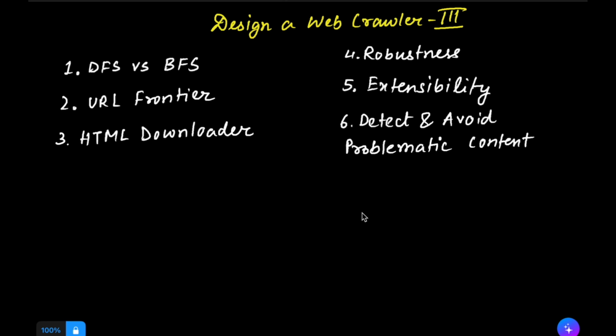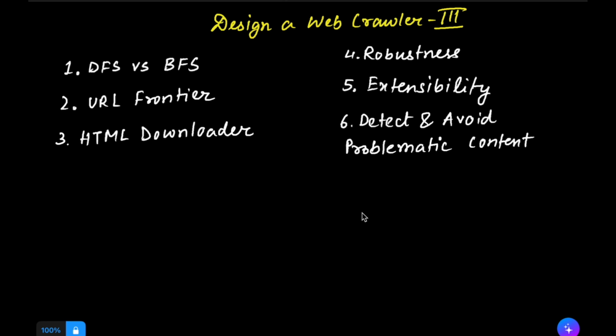After that, it downloads the web pages using the DNS resolver, then parses through some content checker. Once the contents are valid, we extract the URL links, filter them, and check whether that URL has already been visited or not. If yes, then we ignore that URL. If not, we push it into the URL frontier and we repeat the process recursively.